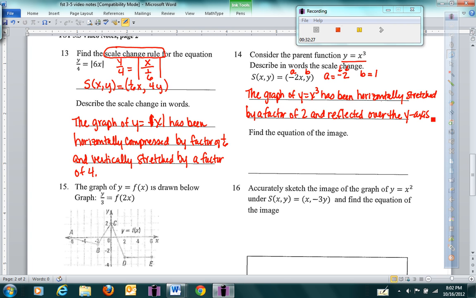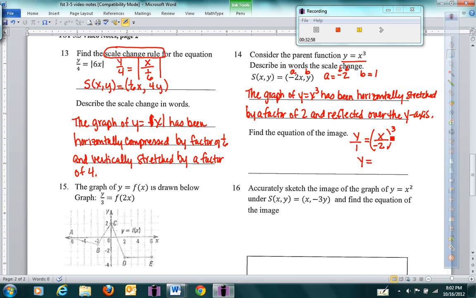Okay, now I want you to find the equation of the image. So the equation of the image says we would take y divided by b, x divided by a, and cube it. Y divided by b, x divided by a, and cube it. By order of operations, we're going to cube first. Actually, y divided by 1 doesn't mean anything, does it?